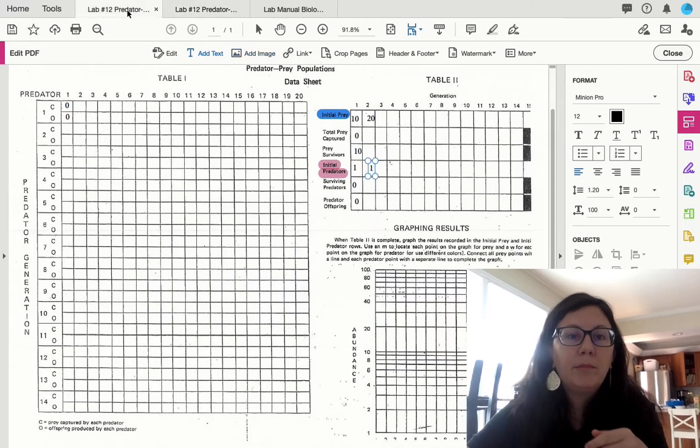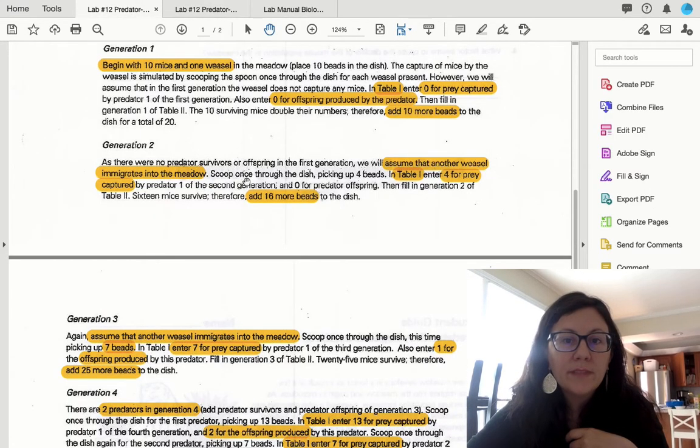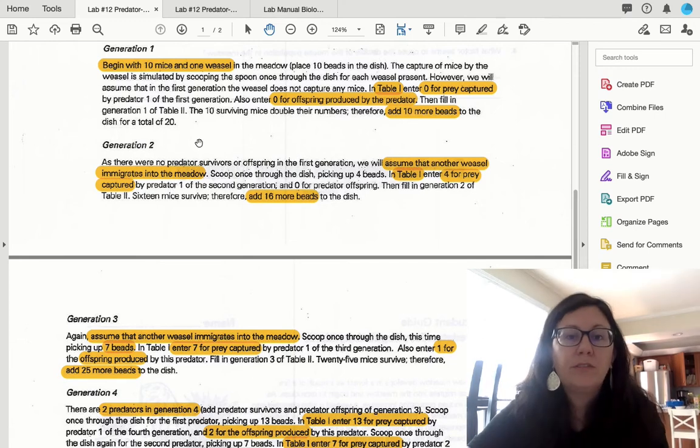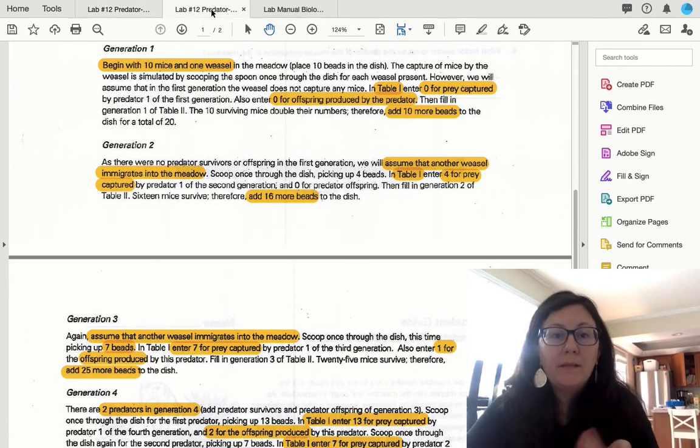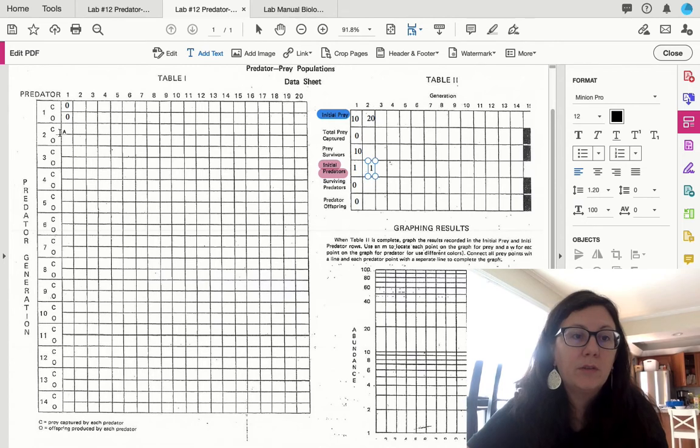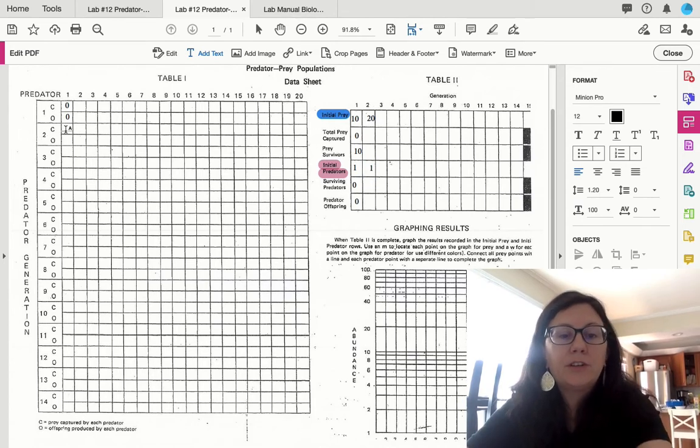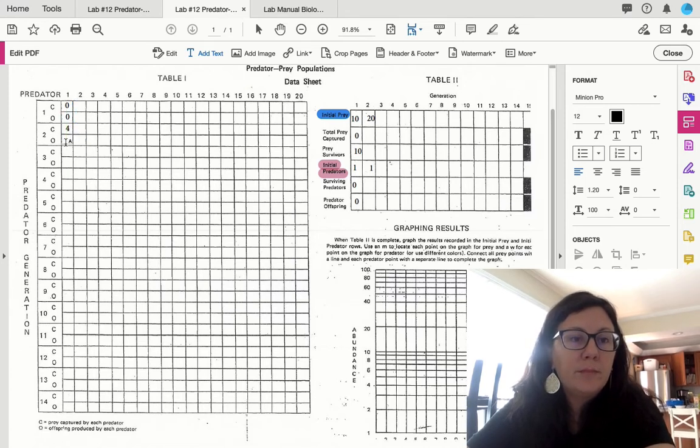And then let's see how many mice they capture. Assume another weasel immigrates, scoop through the dish, picking up 4 beads or 4 M&Ms or kernels. So in table 1, enter 4 for prey captured by predator 1 of the second generation and 0 for predator offspring. The reason why 0 is because they only captured 4 prey. They need 5 to produce offspring. So in this second generation, the predator captured 4 mice and produced 0 offspring.